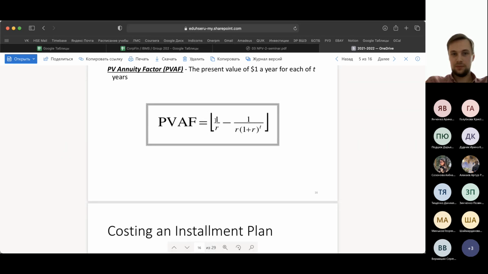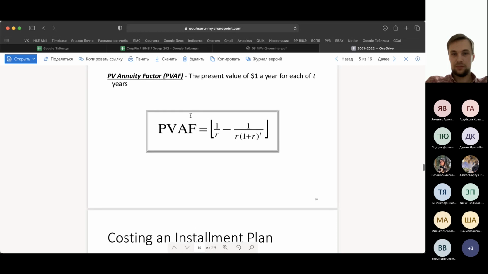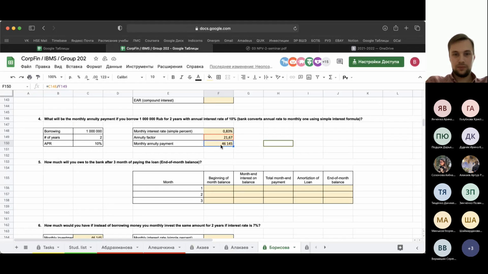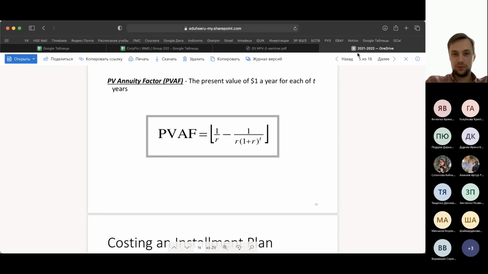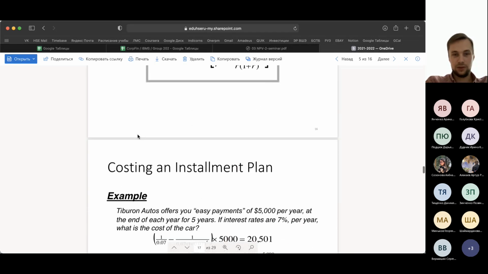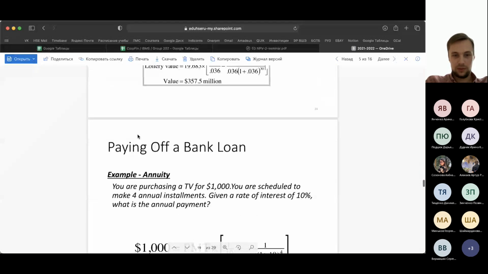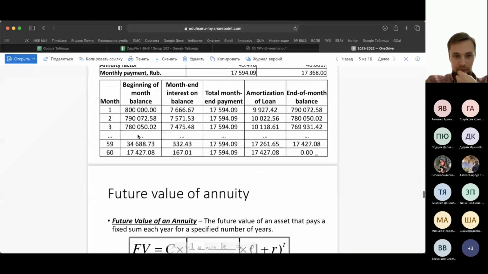The monthly annuity payment is just the sum of the borrowed money divided by the annuity factor. Yeah? I'm showing the lecture for all the students. So we use here the. Well, let me find the.